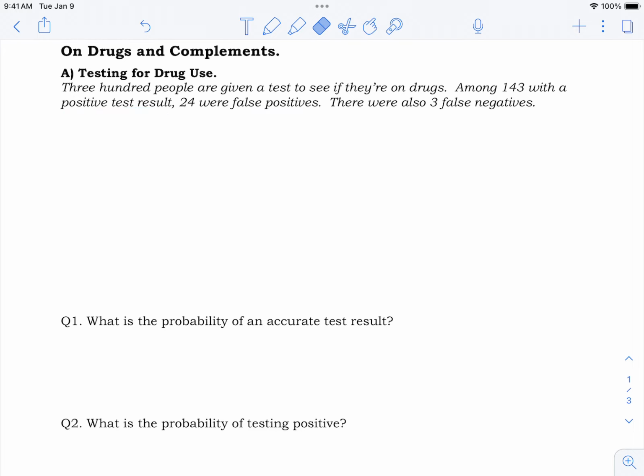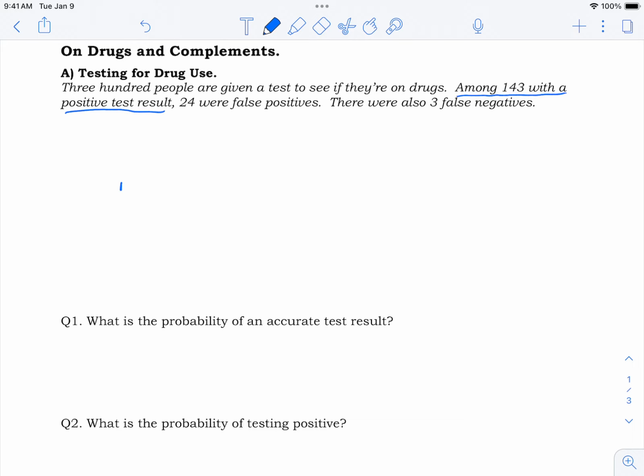Okay, and then we're asked some questions like, what's the probability of this and that? But before we answer those questions, when we have a lot of numbers written out in a sentence, I like to put them in a table form, some kind of shortcut form. Okay, let's see now. 300 people given a test. That means everybody adds to 300. Among them, 143 had a positive test result.